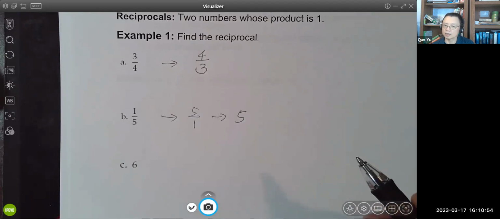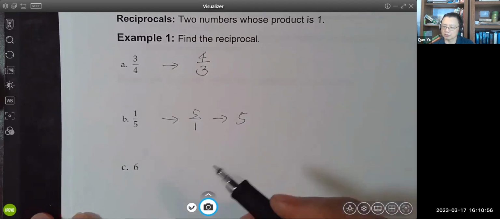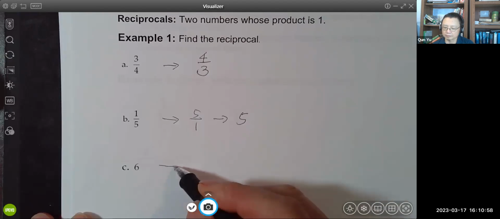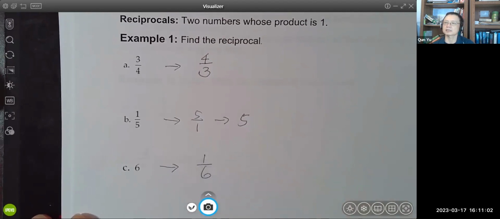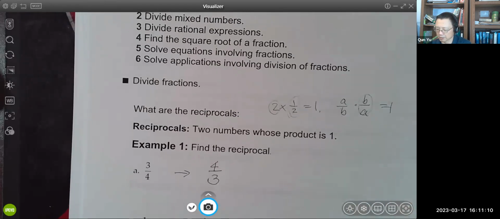Now, the third one is a whole number. We just put 1 on top of that whole number. And that's it. This is the reciprocal of 6. So when they multiply together they equal 1, right? That's called a reciprocal. And let's look at what's on the next page.